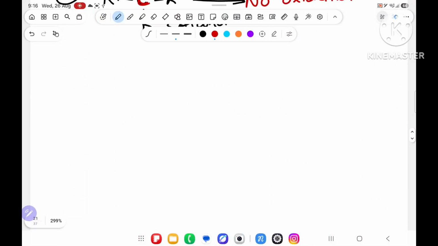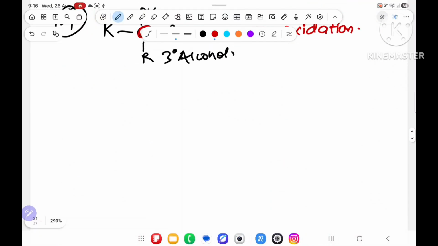Don't get confused. Now, sir, you have written that the H directly attached with the alcohol group carbon will convert into OH. But what is the reagent we will use? You have not said that. So there are lots of reagents that you have to learn.